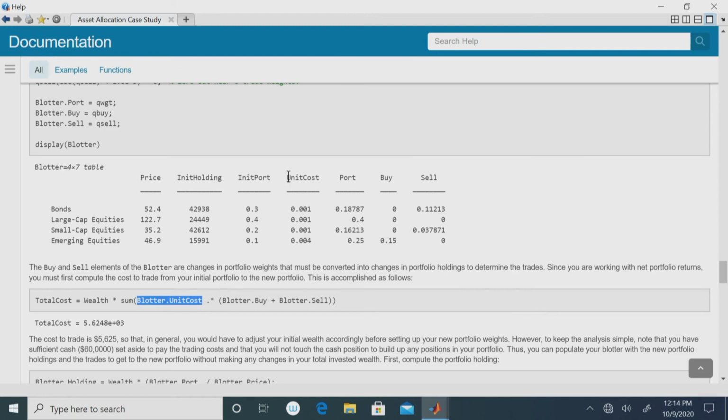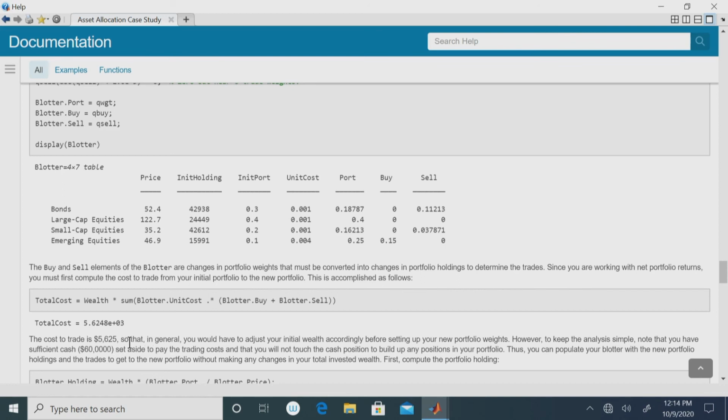This was basically the entries in the unit cost column, and you multiply this by blotter buying and selling. Remember that there is a cost involved for both buying and selling, and this buying and selling are added, and component wise they are multiplied with the unit cost, and this you multiply by your total wealth. So, what is this going to give you? It is going to give you the total wealth multiplied by the sum of the total cost. So, this is going to give you the total cost from the transaction that has happened, that is the total transaction cost. This turns out to be 5.6248 into 10 raised to 3, that is $5,625.